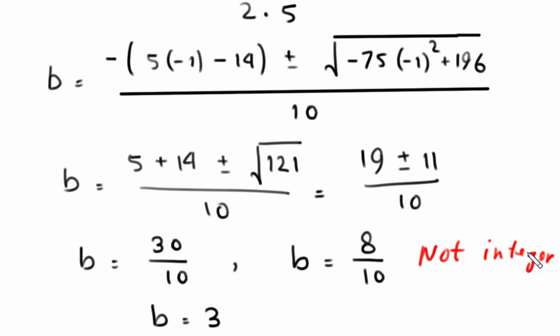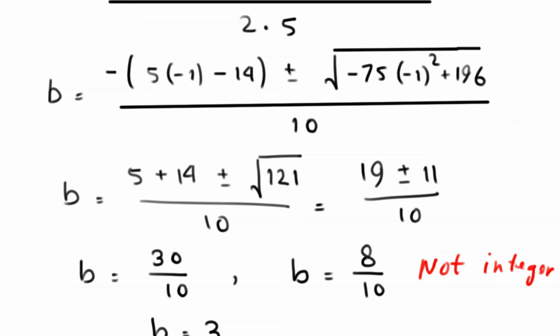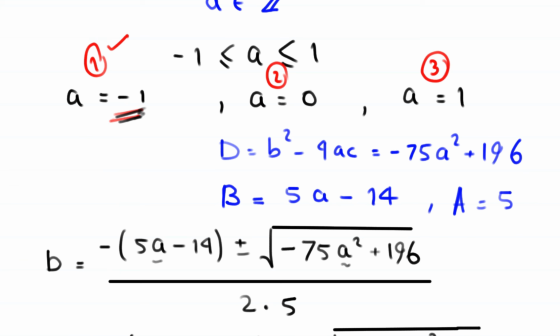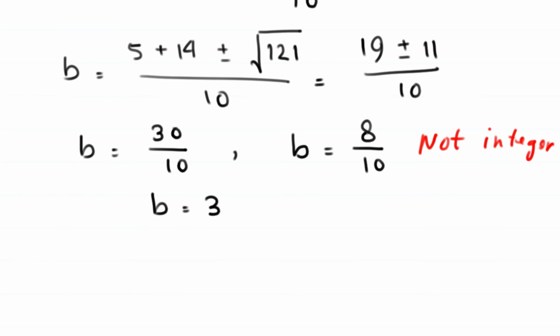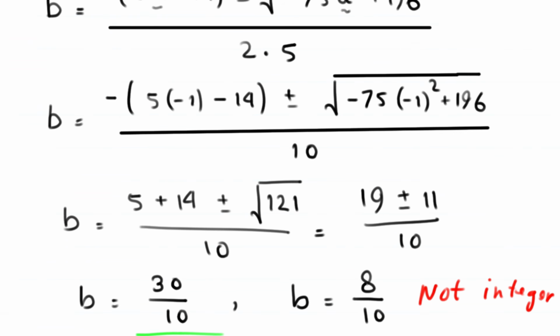So for case 1, when a is equal to negative 1, then b will be 3. So from here we get a first pair, b is 3 and a is minus 1. Now we solve the second case.